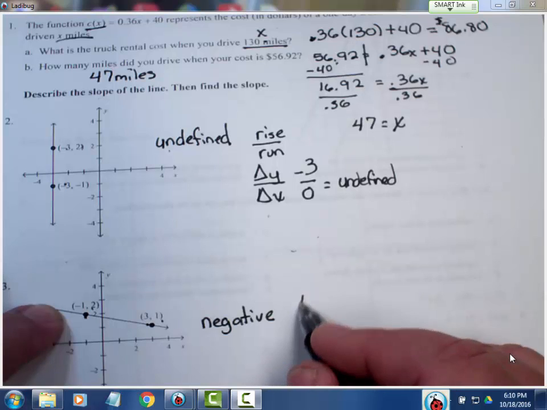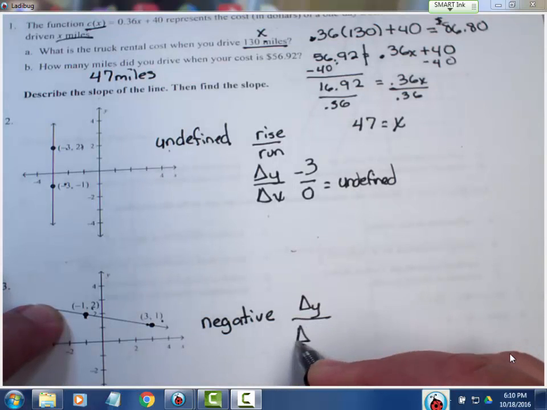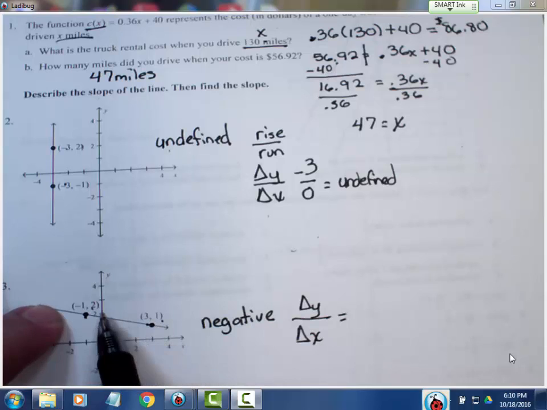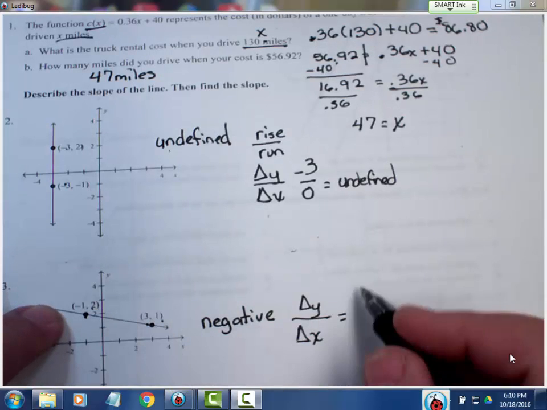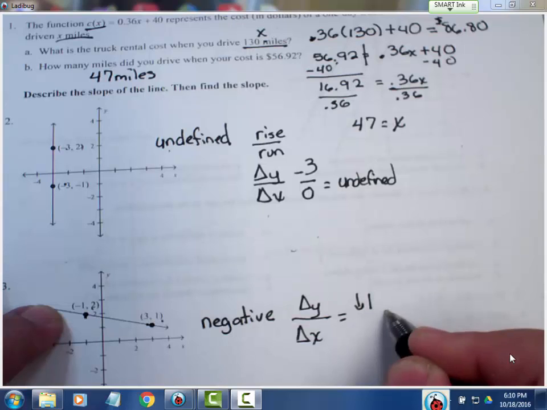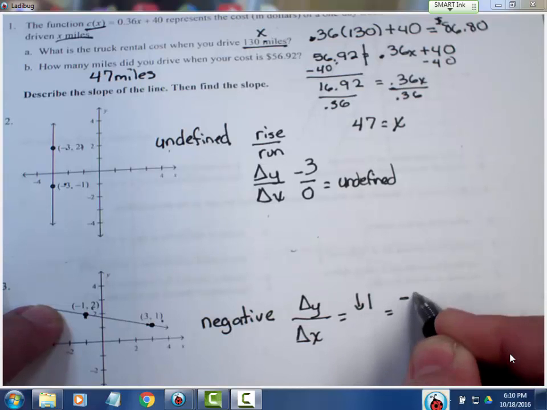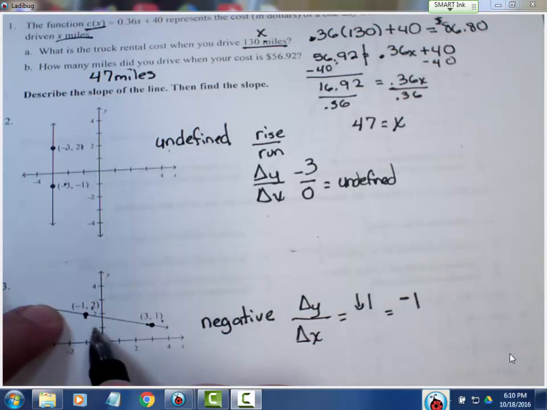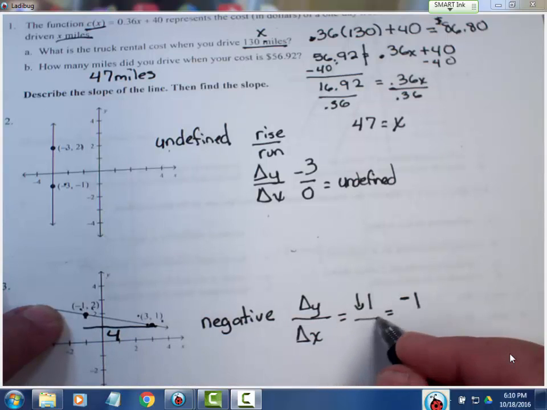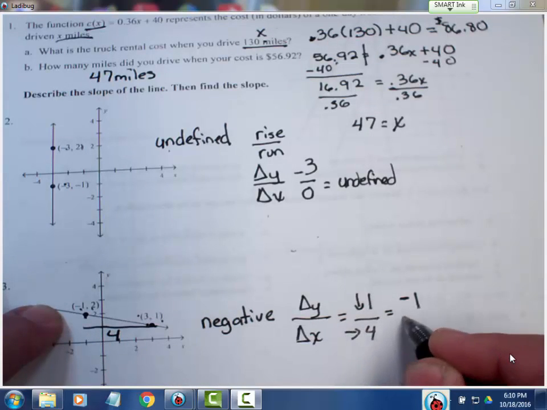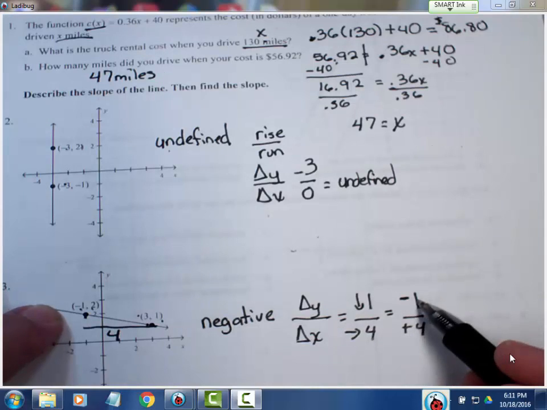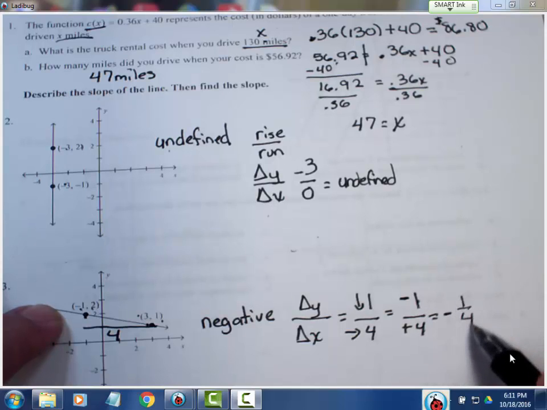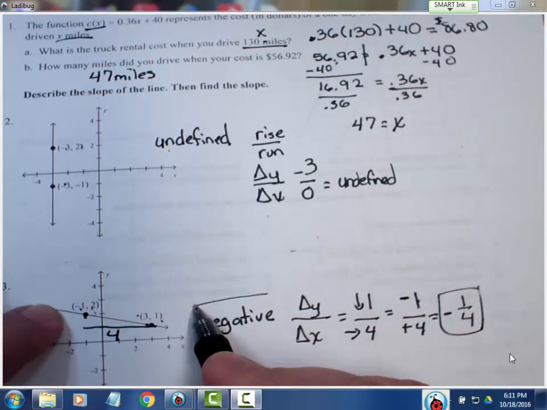So since it's change in y over change in x, we'll look at the y's first. I went from positive 2 to 1, so I went down 1, which is a negative move. Okay. Then I went to the right from negative 1 to 3, that's 4 places. So I went to the right 4, which is a positive 4. So negative 1 divided by positive 4 is simply negative 1/4. So both of these parts would be my answer there.